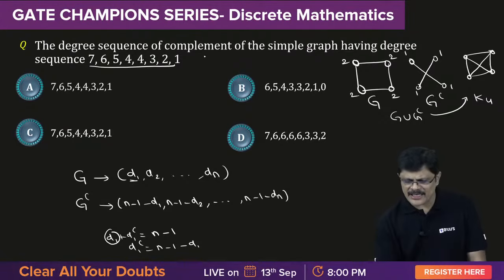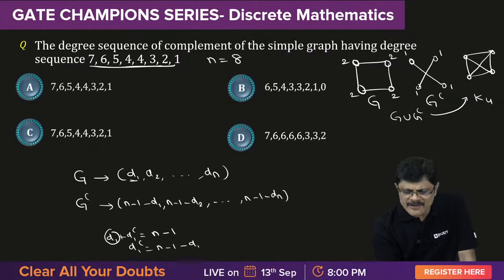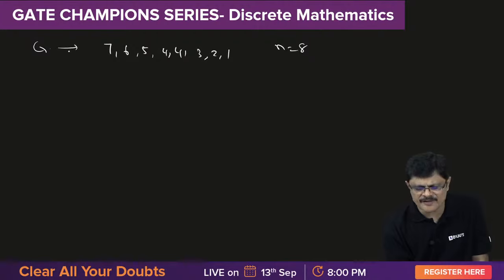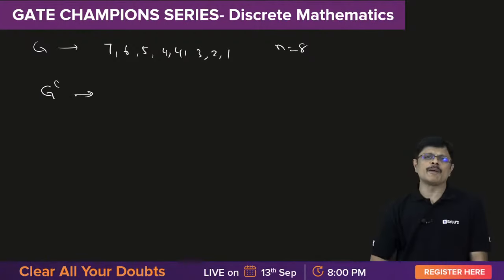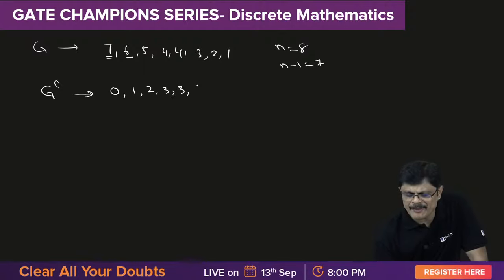Here in this particular case, how many vertices are there in this graph? 8 vertices. So if the degree sequence of this graph is 7, 6, 5, 4, 4, 3, 2, 1, with n equal to 8, then what is the degree sequence of its complement? It is simply n minus 1, which is 7, minus each degree: 7 minus 7 is 0, 7 minus 6 is 1, 7 minus 5 is 2, 7 minus 4 is 3, 7 minus 4 is 3, 7 minus 3 is 4, 7 minus 2 is 5, and 7 minus 1 is 6.